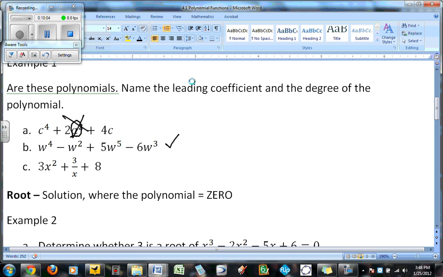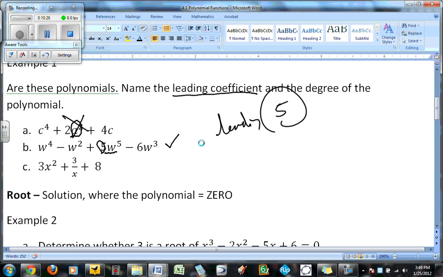And then it wants its leading coefficient. The leading coefficient, which we haven't talked about, is the number that's in front of the biggest power of w. The biggest power of w in this case is w to the fifth power. W to the fifth power is bigger than w to the fourth and bigger than w to the third and so forth. So this guy's leading coefficient is positive 5.